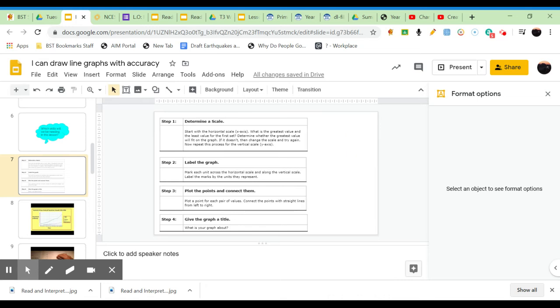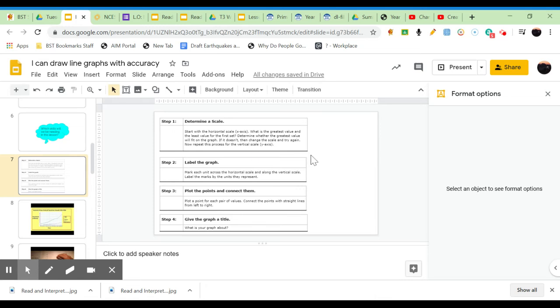There might be more than one set of data, okay? So you might have to think about that. What is the greatest and the least value? Smallest and biggest. Determine whether the greatest value will fit on the graph. So think about your paper, if you're using squared paper or you're using a ruler to measure centimeters for each interval. Think about that. If it doesn't, then change the scale and try again.